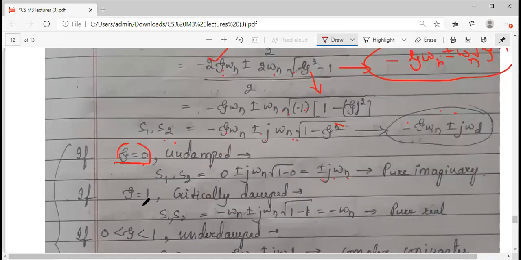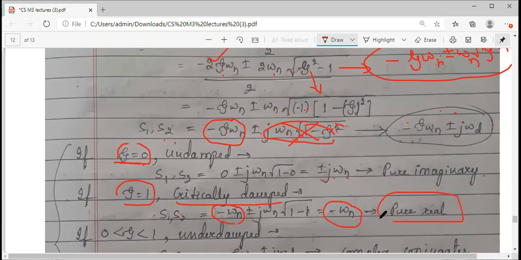Coming to the next, if you take zeta is equal to 1, let's see, that is critically damped. If you take zeta equals 1, this will become minus wn plus or minus jwn. Zeta is 1, 1 minus 1, 0. So this imaginary term will become 0. So you only have minus wn, and both S1 and S2 are minus wn. Means your roots are real and they are repeated.